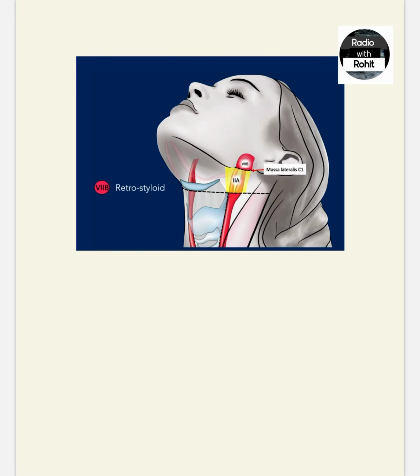Also here we can see this is the styloid level and this is the retrostyloid. So somewhere here is the styloid, retrostyloid.